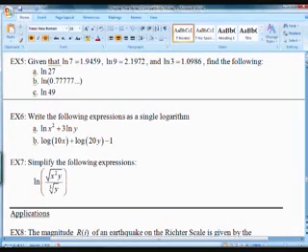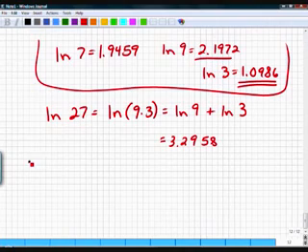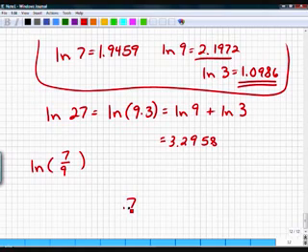Next up, natural log of 0.7 repeating. And again, if they give you something like this, then more than likely you're going to be able to change it to a fraction and use what you know. Does anybody know what 0.7 repeating is? 7 ninths.